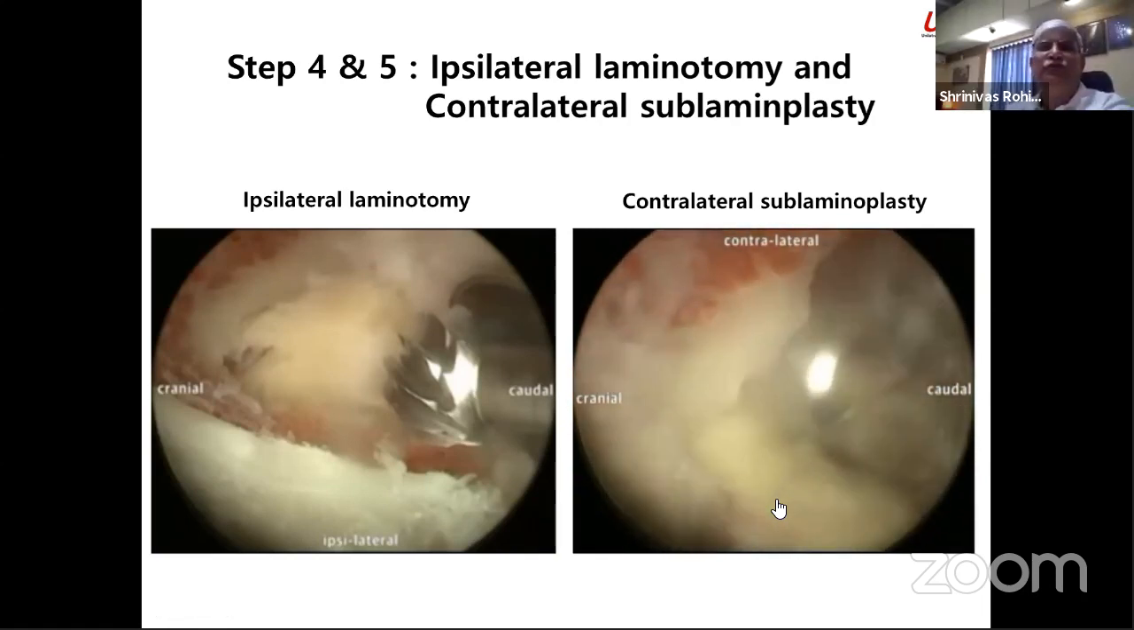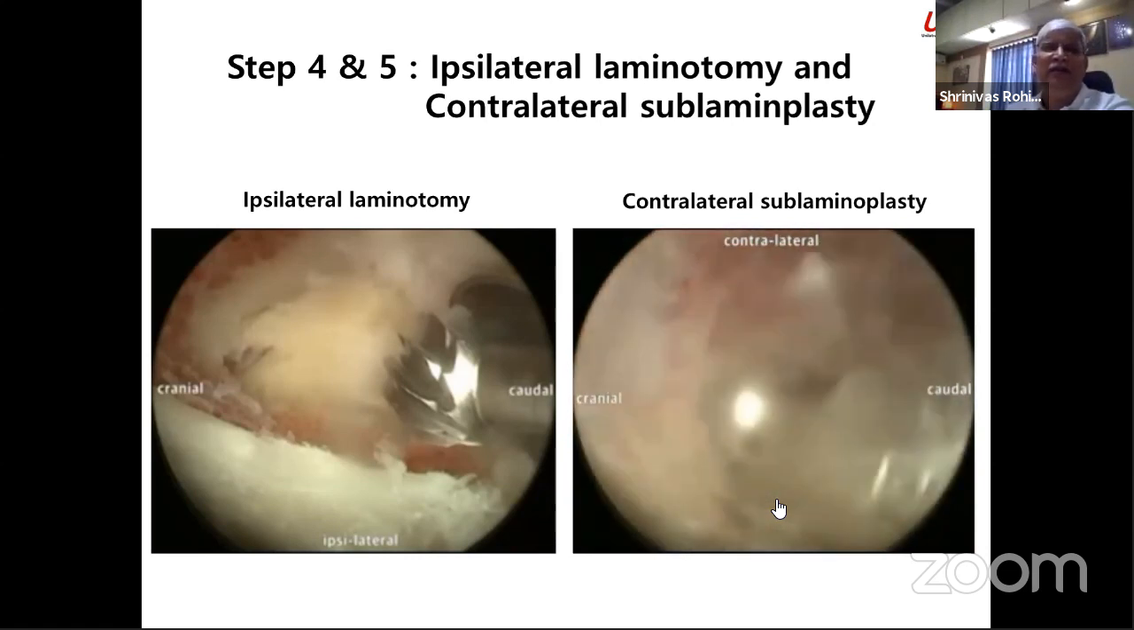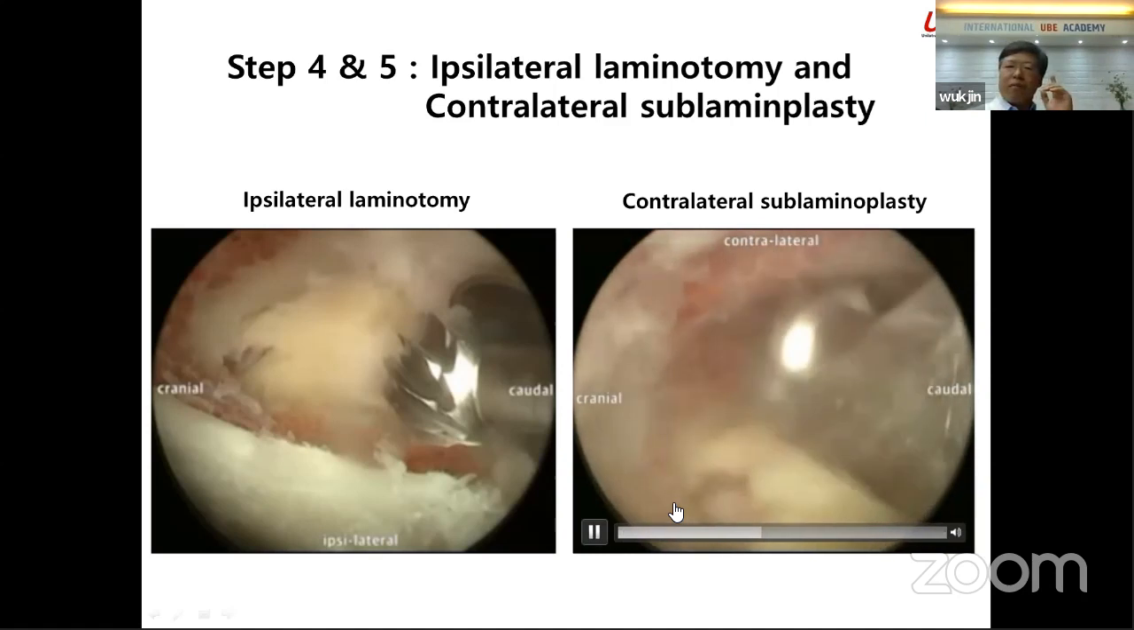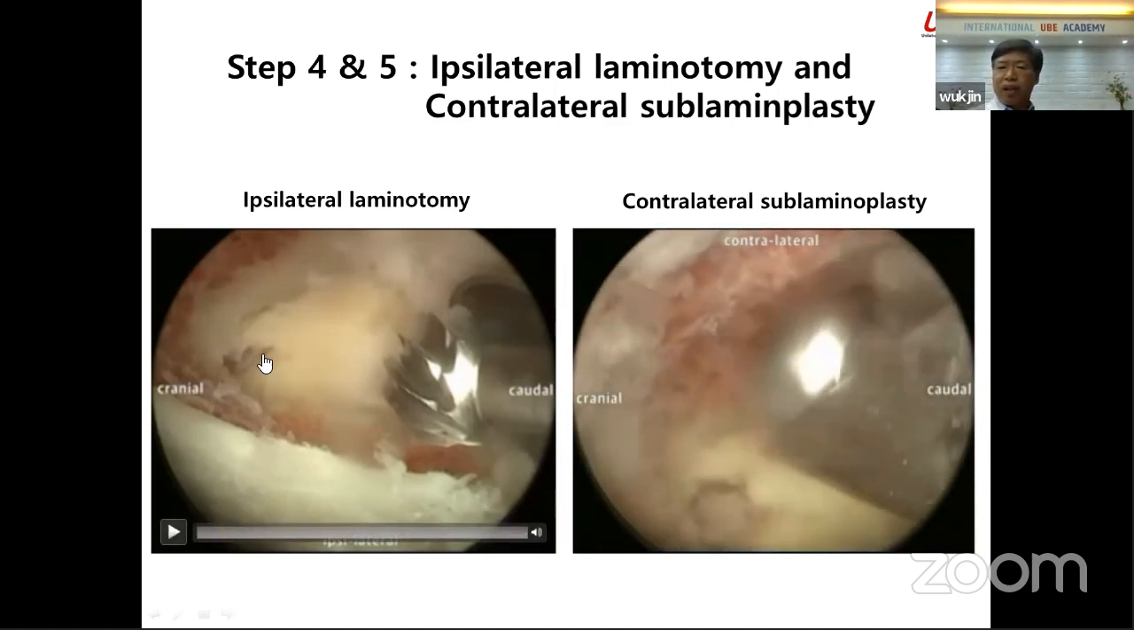So Dr. Rohidas, you target from the midline and identify the midline cleft in between the flavum. Okay, yeah, the midline is the midline cleft here, ligament flavum.